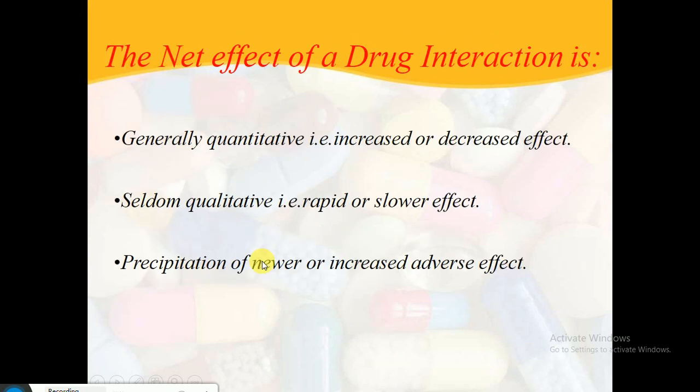The net effect of a drug interaction is generally quantitative, for example, increasing or decreasing the effect. As I mentioned before, whenever we use two drugs at the same time, it will increase or decrease the effect of one another. The second one is seldom qualitative, for example, a rapid or slower effect. And the third one is the precipitation of new or increased adverse effects. So these are the net effects of drug interactions.